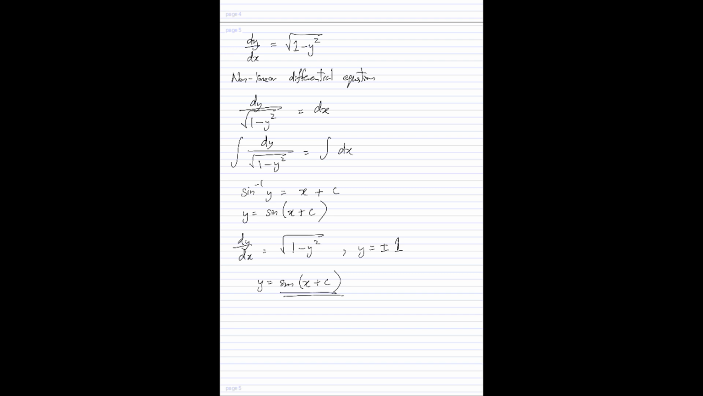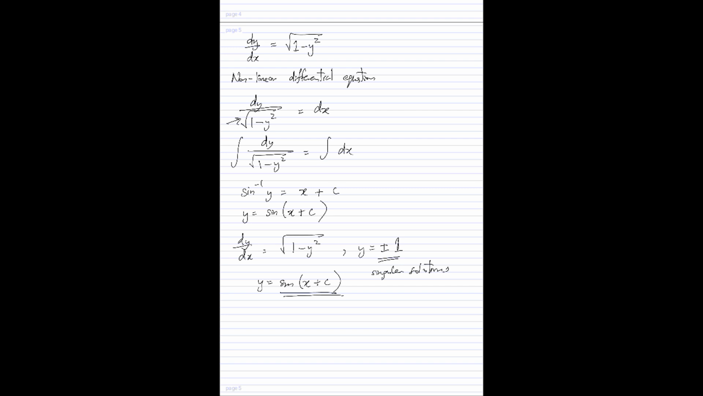So in other words, these are known as singular solutions of the differential equation. These are not captured by the general solution, because going back, this step over here would not be valid for y is equal to plus minus 1, because then you would be dividing by 0.